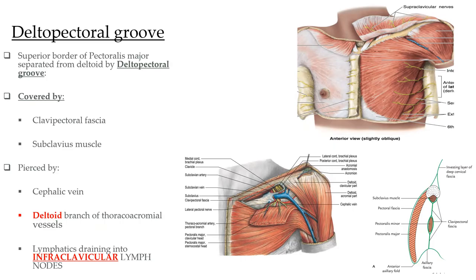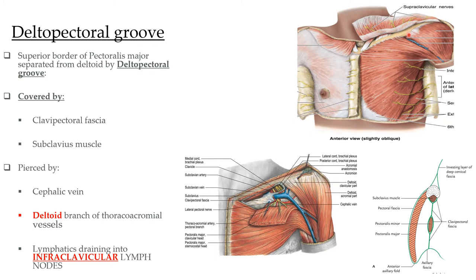The superior border of pectoralis major muscle is separated from the anterior fibers of deltoid by the deltopectoral groove. In order to understand this, let us see the illustration present on the right upper corner. In this illustration, these are the fibers of pectoralis major muscle, and this represents the superior border of pectoralis major. These are the fibers of deltoid, and specifically they are the anterior fibers of deltoid. They take origin from the clavicle.